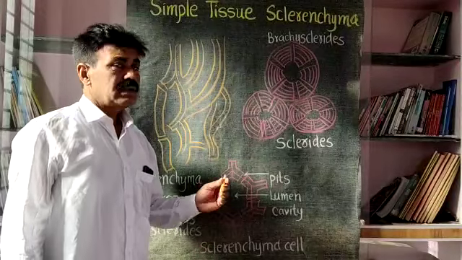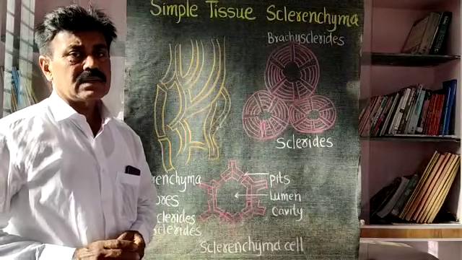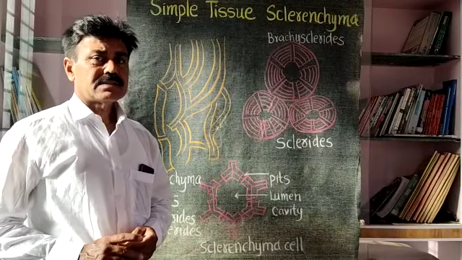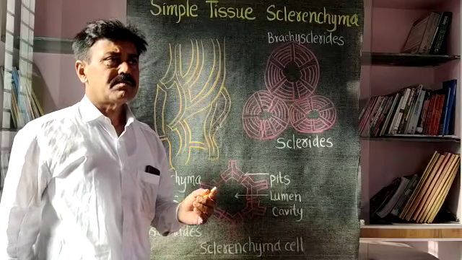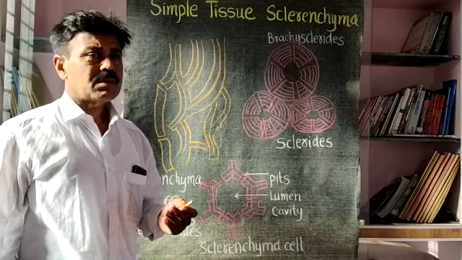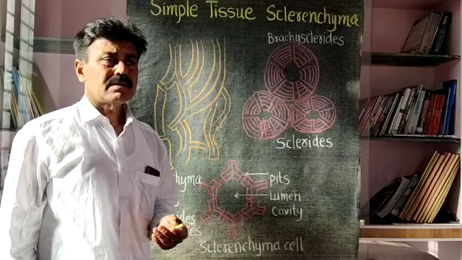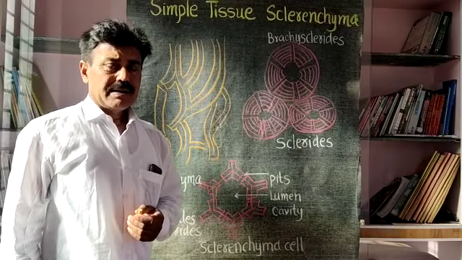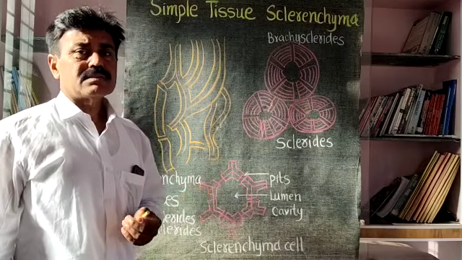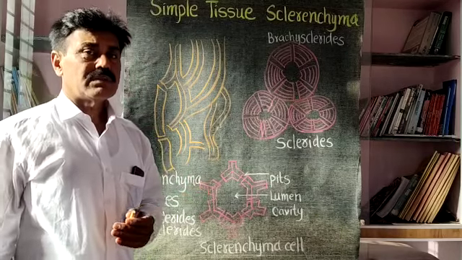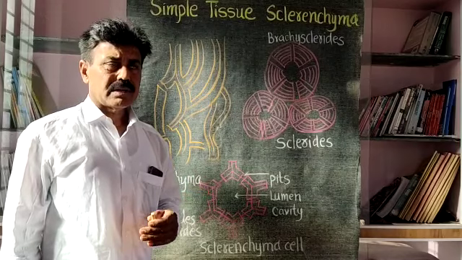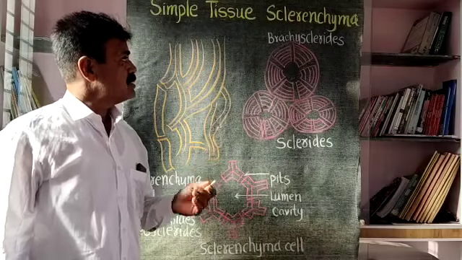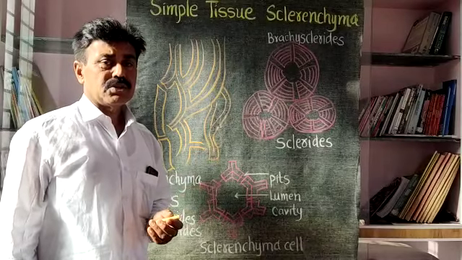Now here in this video we are concerned with a simple tissue, sclerenchyma. Sclerenchyma is a simple tissue because a number of sclerenchyma cells combine to perform a particular function, that is mechanical support in the plant body. That means sclerenchyma is responsible for only one function, mechanical support, in hard and also in soft organs. It is a dead tissue.